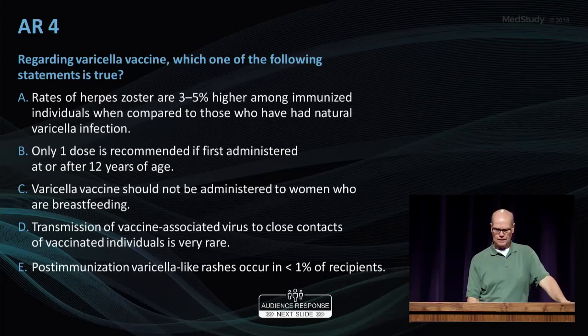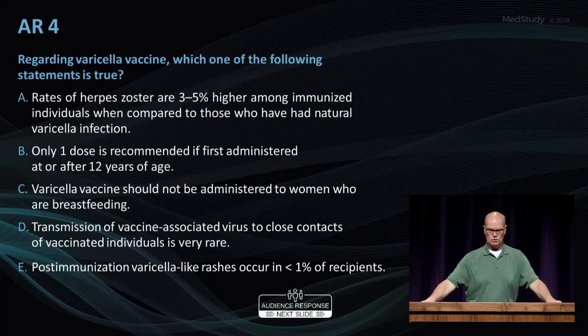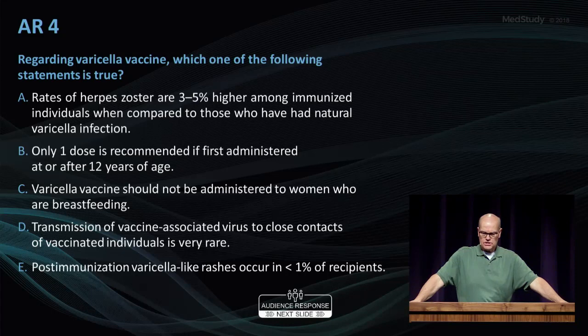So regarding the varicella vaccine, which one of the following statements is true? The rate of herpes zoster is higher among immunized individuals. Only one dose is recommended if first administered at or after 12 years of age. The vaccine should not be administered to a woman who is breastfeeding. Transmission of the vaccine-associated virus to close contacts is extraordinarily rare. Or post-immunization rashes are rare and well under 1%.